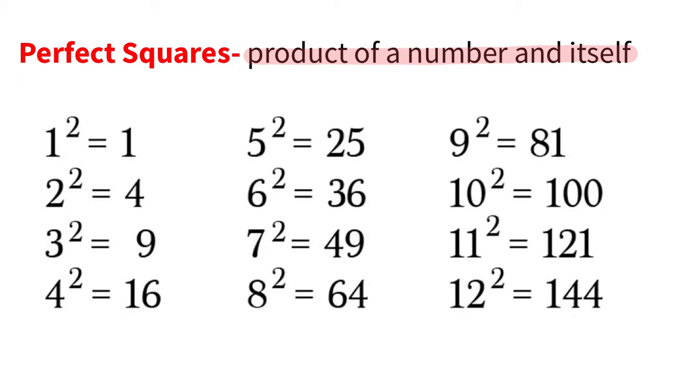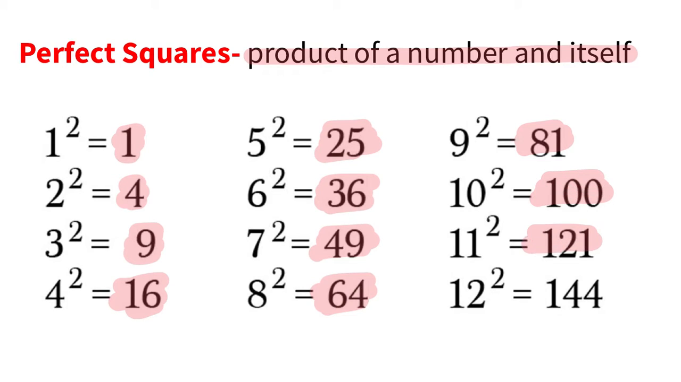So our examples of perfect squares are 1, 4, 9, 16, 25, 36, 49, 64, 81, 100, 121, and 144, because each of these results from multiplying a number by itself. For example, 1 squared is really 1 times 1, 2 squared is 2 times 2, 3 squared is 3 times 3, 4 squared is 4 times 4, and we continue that pattern to get each of these numbers.